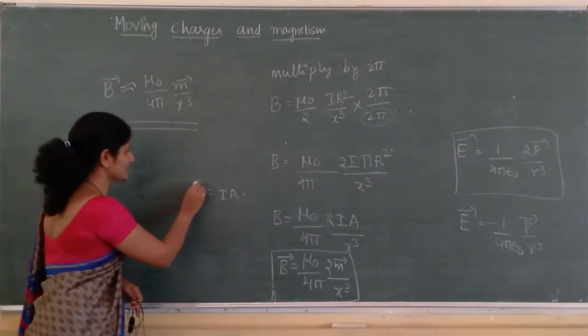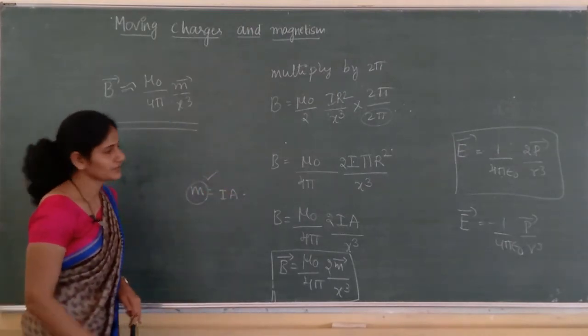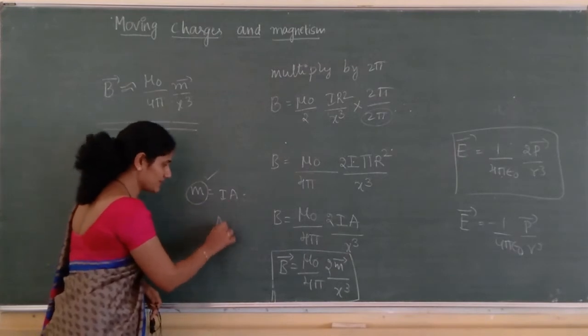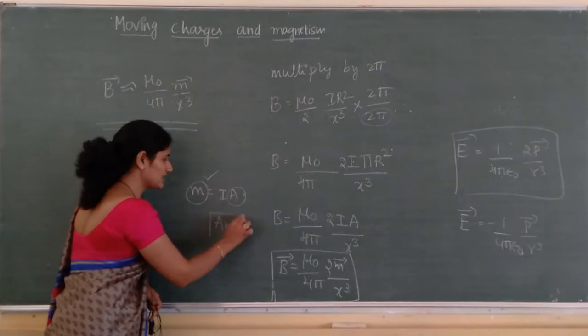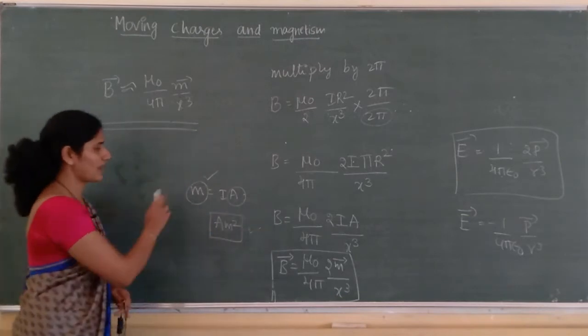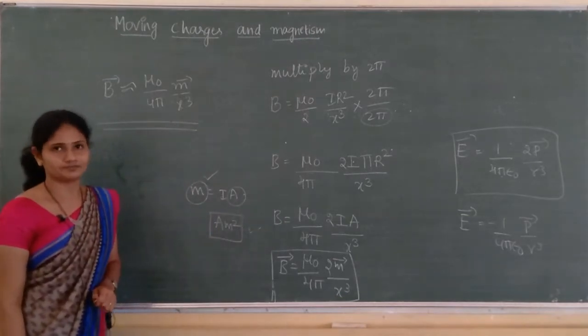Now, let us see what is the SI unit of magnetic moment. SI unit of current is ampere, SI unit of area is meter square. So, ampere meter square is the SI unit of magnetic moment M.